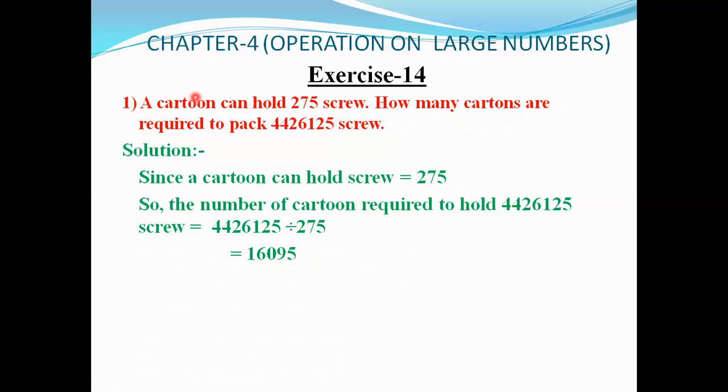a word problem. There is one question. A carton can hold 275 screws. How many cartons are required to pack 4,42,600,000 screws? Solution: since a carton can hold 275 screws, the number of cartons required to hold this number of screws is found when we divide this by 275. In this way, we can find the number of cartons.